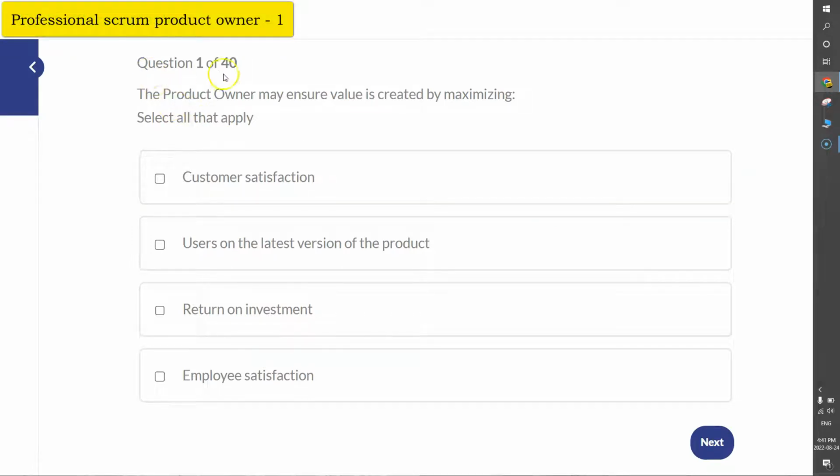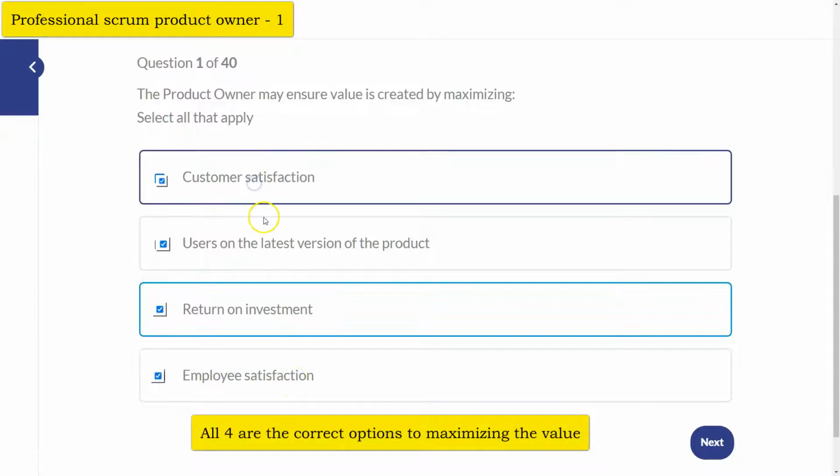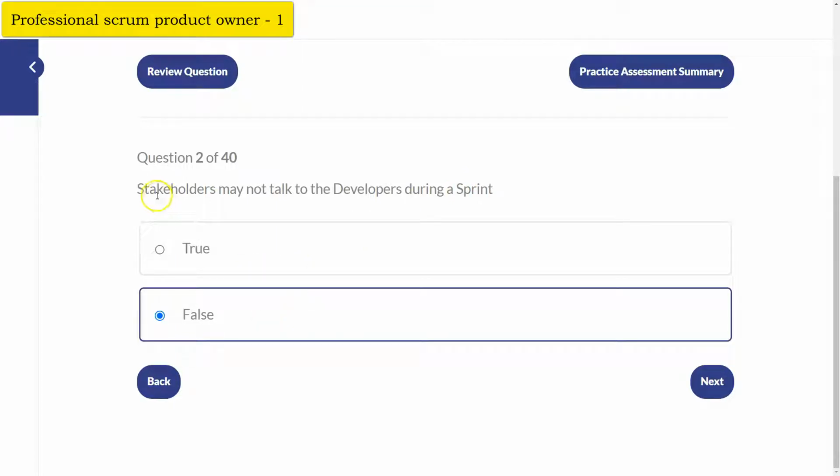Alright guys, question 1. The product owner may ensure value is created by maximizing, select all that apply. Customer satisfaction, users on the latest version of the product, return on investment, employee satisfaction. Question 2. Stakeholders may not talk to the developers during a sprint. True or false? So guys, this is false. Stakeholders can talk to the developers at any point of time during the sprint.